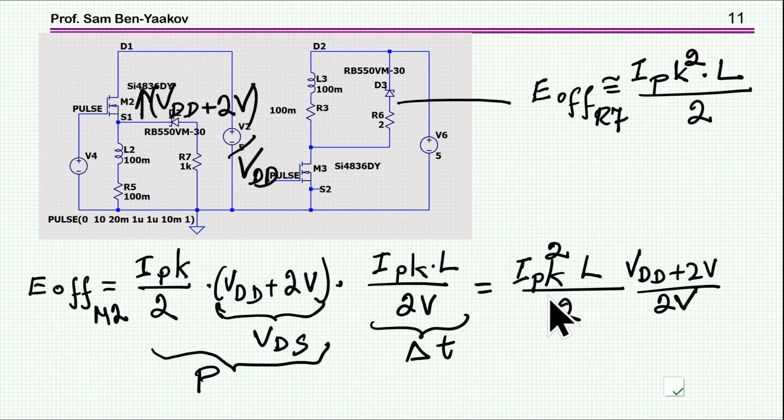When comparing this expression to the power that will be dissipated in the resistor plus diode in this other topology, which is I squared L over 2, this is the energy stored in the inductor. We see in this case that during the turn off, a higher power is dissipated, which is dependent on VDD.